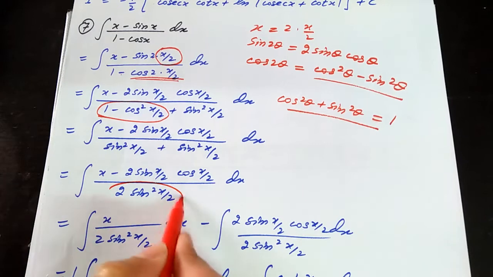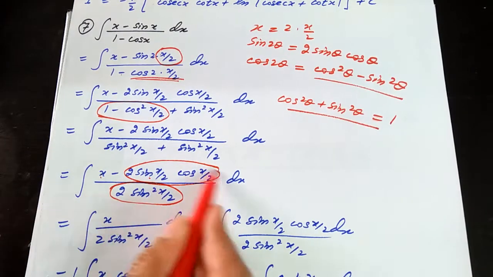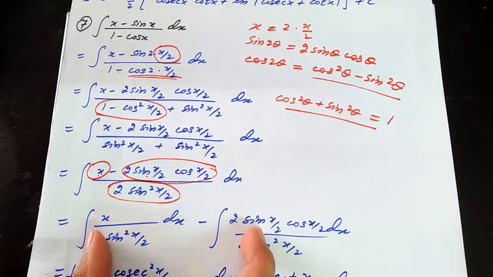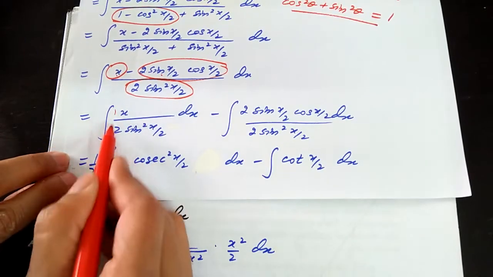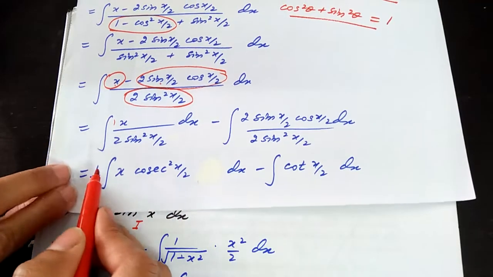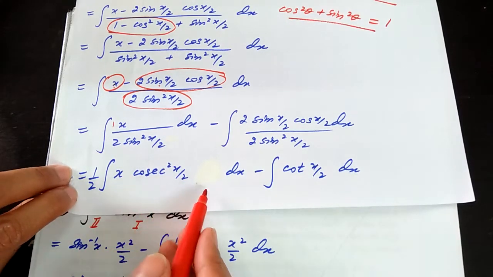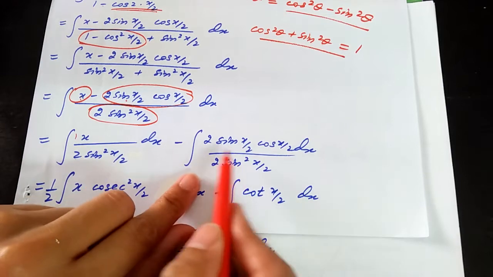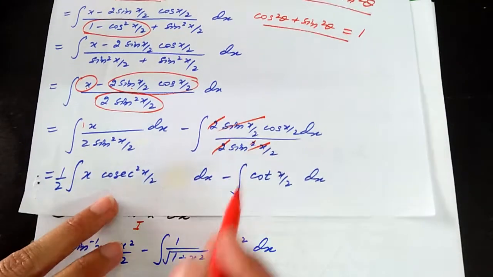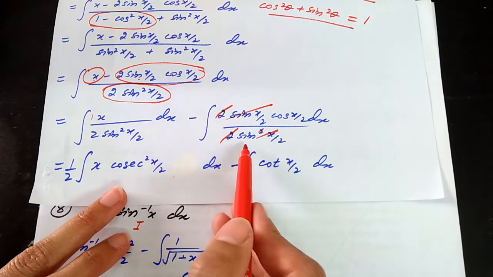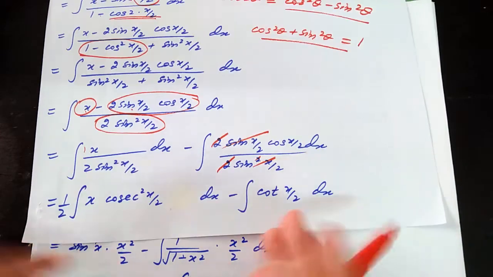Now we have one function in the denominator that can be separately written with this function and this one as well, in separate integrals. Like this. This is 1 by 2, this can be separated like this, and 1 over sine square x by 2 can be written as cosecant square x by 2 dx. Then this 2 will be cancelled with this 2. Sine x by 2 will be cancelled with one of the sine x by 2. We will get cos x by 2 over sine x by 2, that is equal to cot of x by 2 dx.